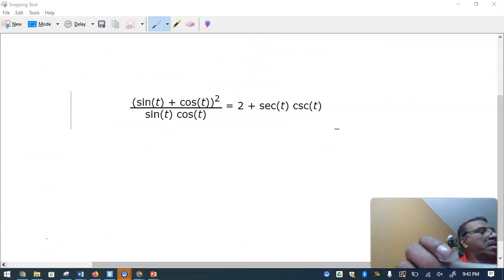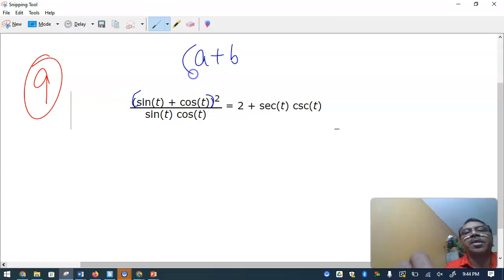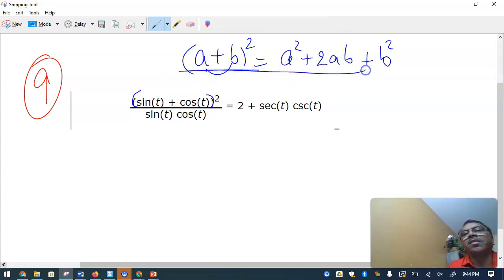Next problem is, how do we do problem number 9? So this is problem number 9. Okay. So the main thing you see is you need to remember the formula a plus b, the whole square is square the first, square the second, multiply the 2, a and b, and double it. So plus 2ab. So that's all you remember. So I'm going to use this trick here. This is the square of a binomial, also called a perfect trinomial.